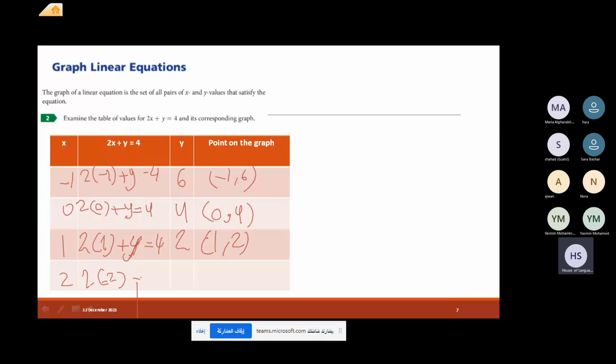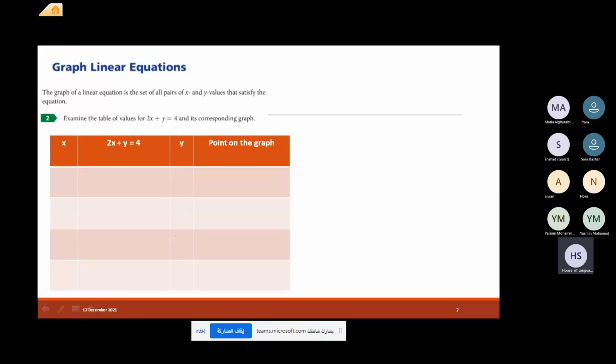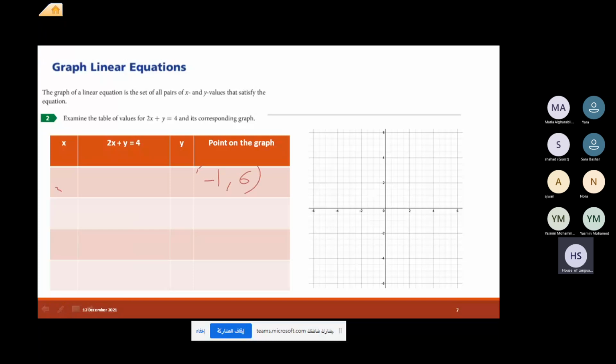They must be at least 3 numbers or 3 coordinates. Yes. What if the answer is 10? Teacher, in the test you will say if x equals something, then... No, you have to put the numbers. The first one was negative 1, 6. The second one, 0, 4.